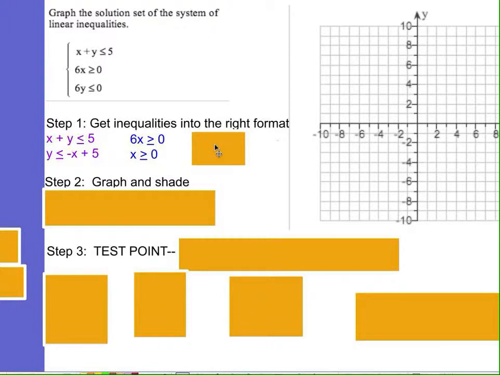We're going to do the same thing for the last equation. 6y is less than or equal to 0. We divide everything by 6. 0 divided by 6 is 0. So we get y is less than or equal to 0.